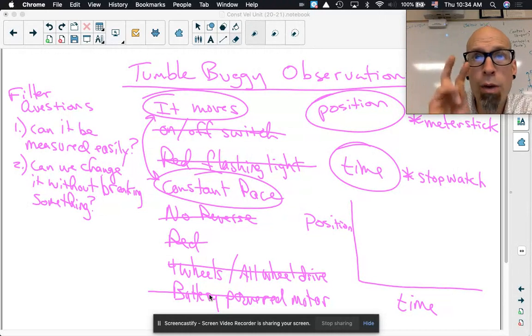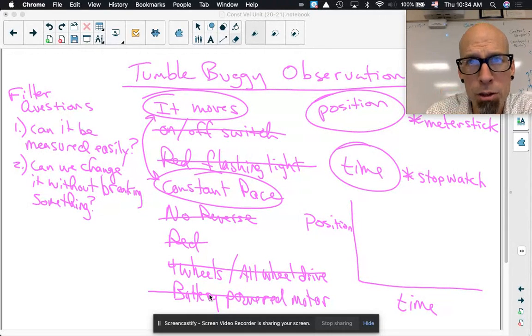And then I said, hey, we have to have 2 filter questions. There's 2 questions that have to be able to be answered about the things on this list. And these were the filter questions. Number 1, can it be measured easily? Is it something that we can measure easily? Number 2, can we change it without breaking something?